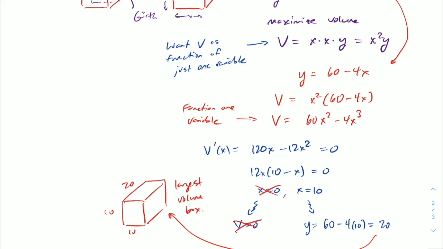We can see this graphically if we graph this function v. If we graph this function v, it's going to look like this, and the maximum is indeed at 10.